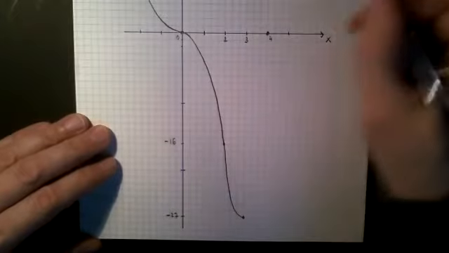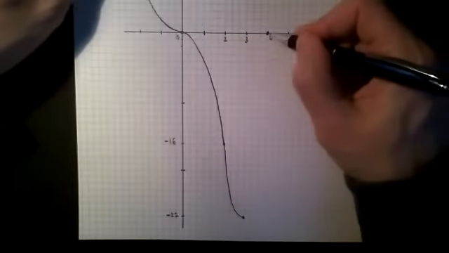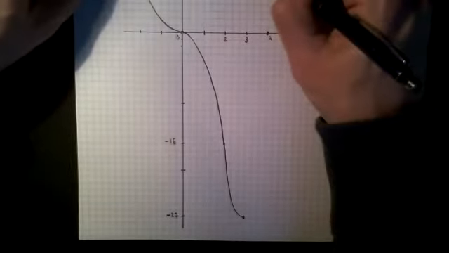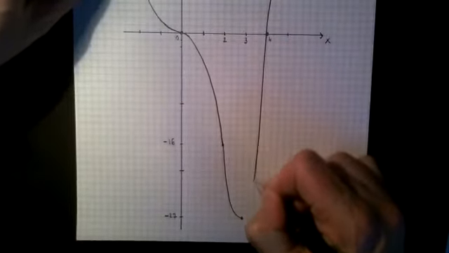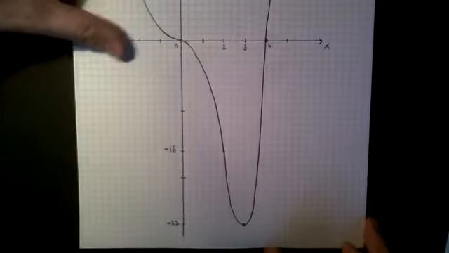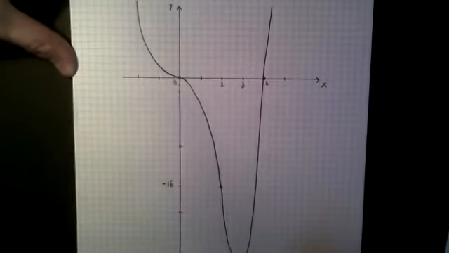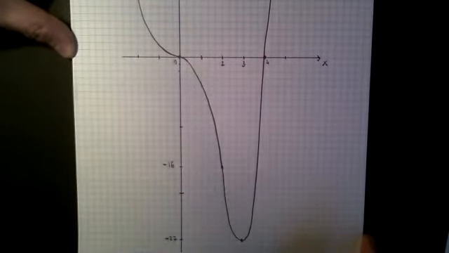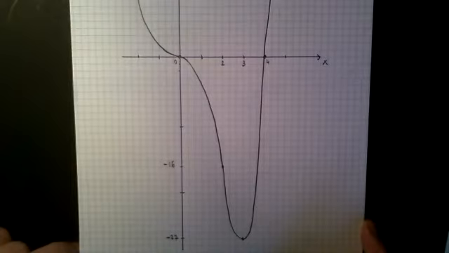And then all the way from 3 to infinity, it's increasing and concave up. And it has to go, don't forget, it still has to pass through 4. So I would say something like this. This is what my graph looks like. Any questions? Okay.